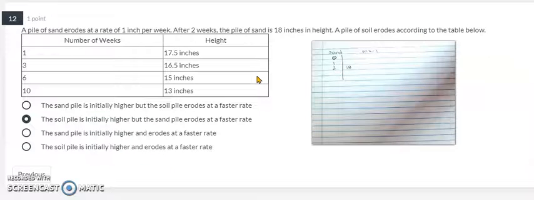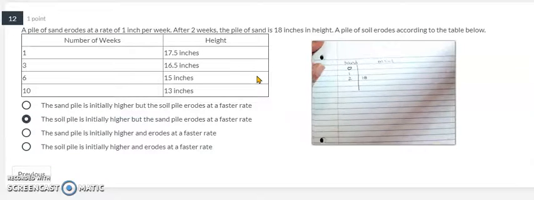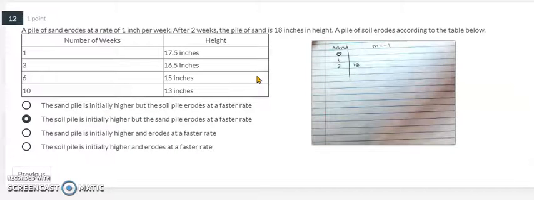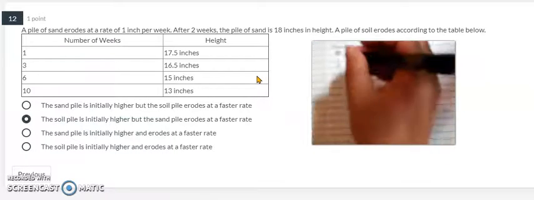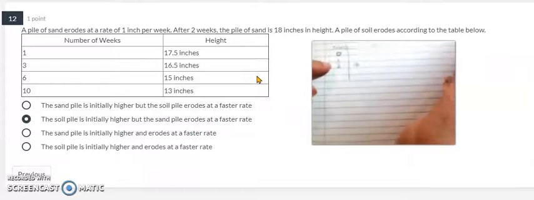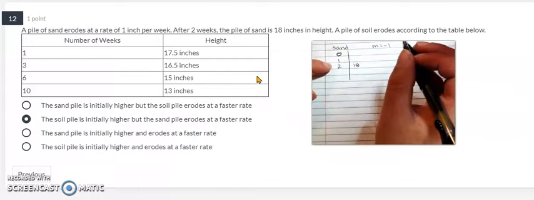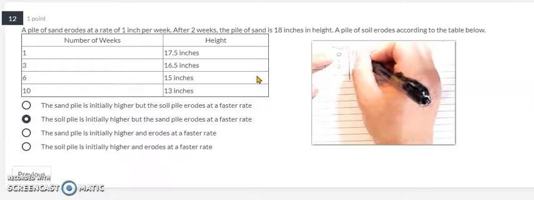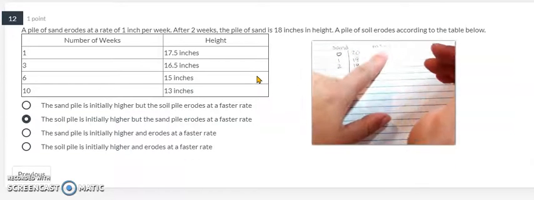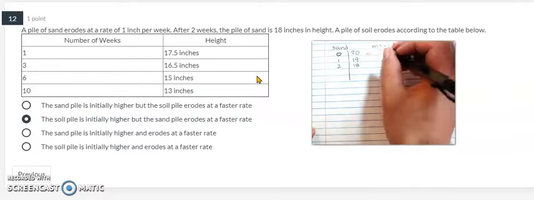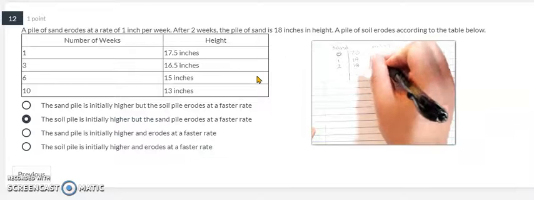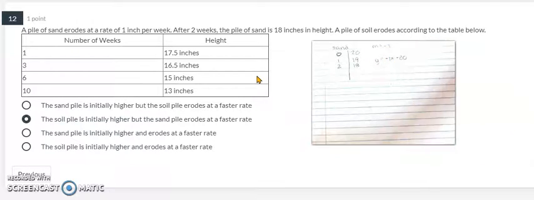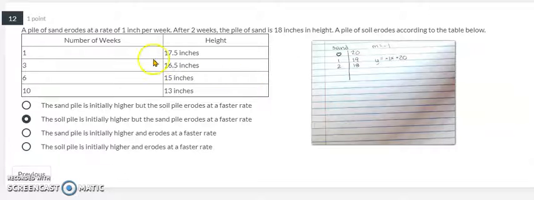Let me see, it's kind of hard to see that. I'm going to zoom in. Okay. Which means week 1, if I'm going down 1 each week, week 1 it was at 19 inches, and week 0 is at 20, and the slope is -1. Okay, so this is y equals -1x plus 20. That's the sand.